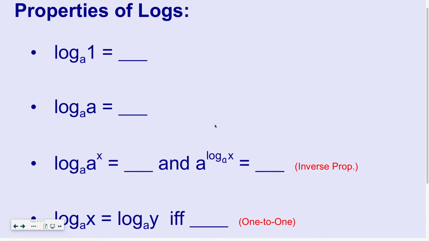There are 4 of them, and we've got blanks there, so we're going to try to fill in the blanks. Log base a of 1 is equal to something. Log base a of a is equal to something else. The third one is probably the weirdest one. It's got a lot of stuff going on in it. It's the inverse property. So if you use what you know about inverse operations, that might be helpful. And then the last one says log base a of x equals log base a of y if and only if. So I got my iff there.